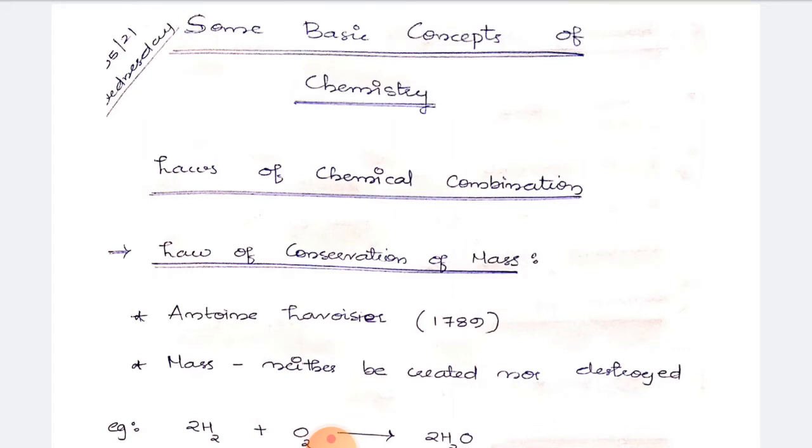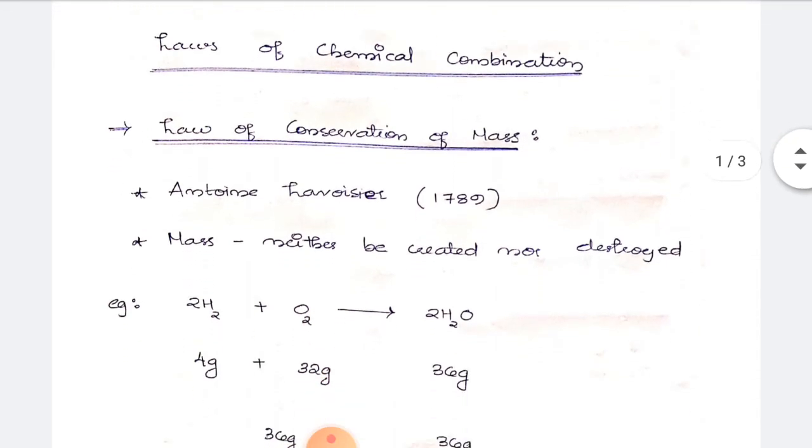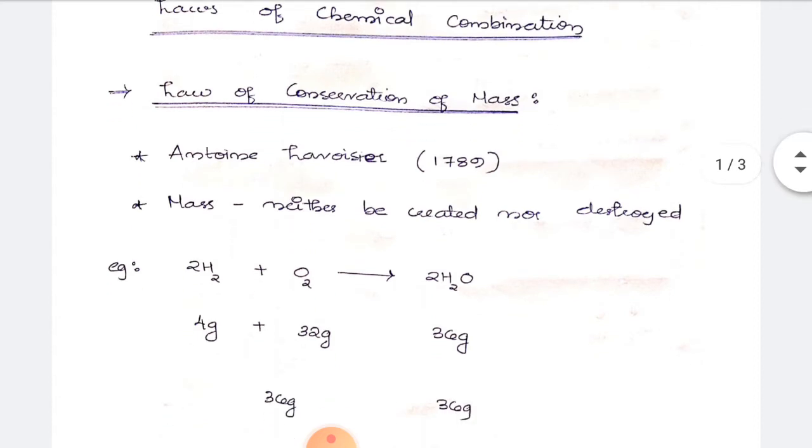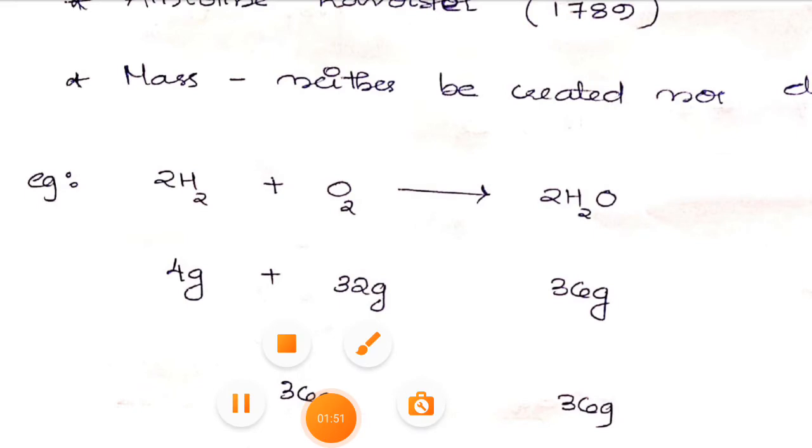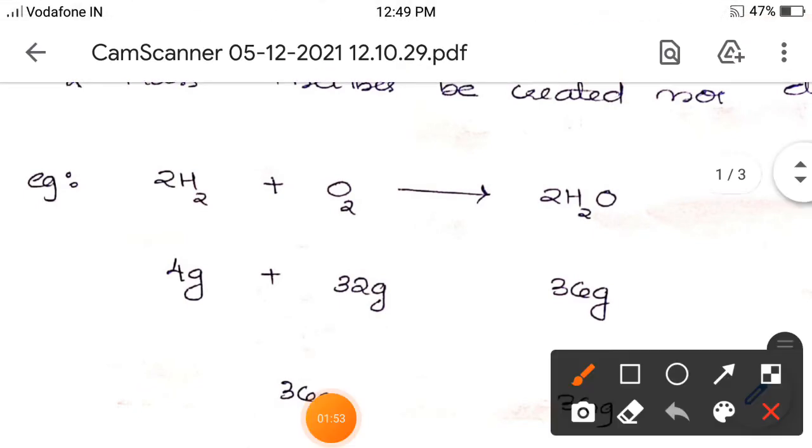conservation of mass. This was proposed by Antoine Lavoisier in 1789. The concept of this law is that mass can neither be created nor be destroyed. Here you can see one example: 2H2 + O2 = 2H2O.